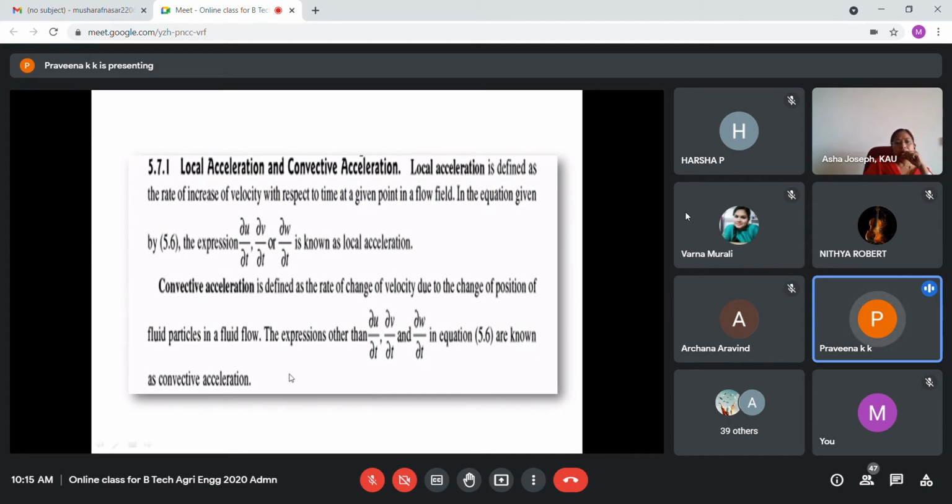Now we can see what is local acceleration and convective acceleration. The definition for local acceleration is that it is the rate of increase of velocity with respect to time at a given point in a flow field.